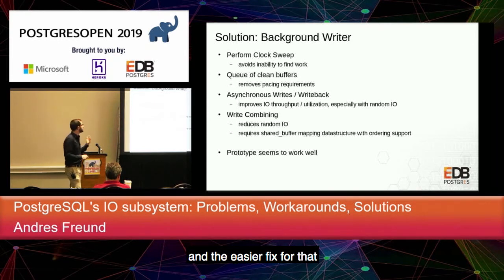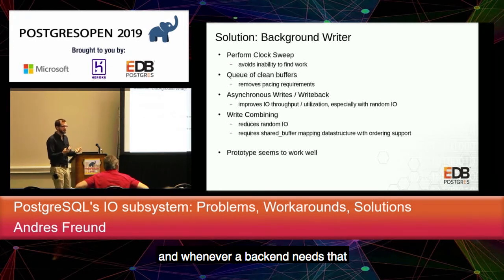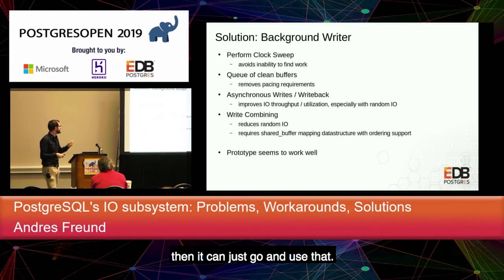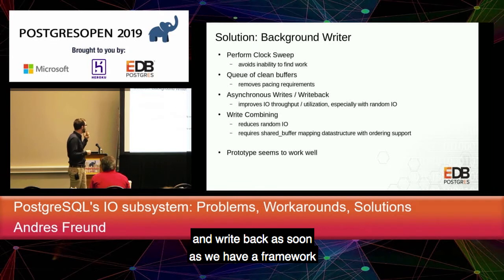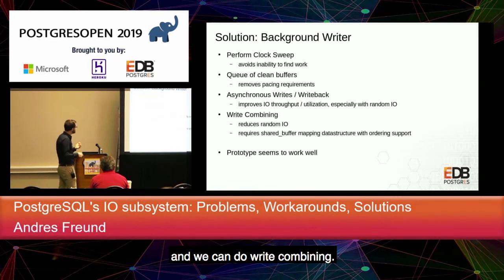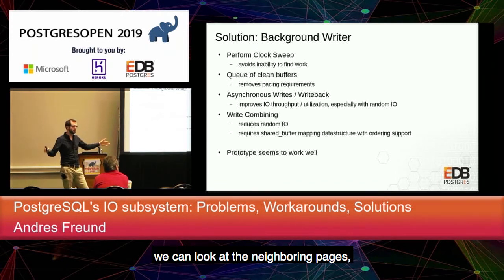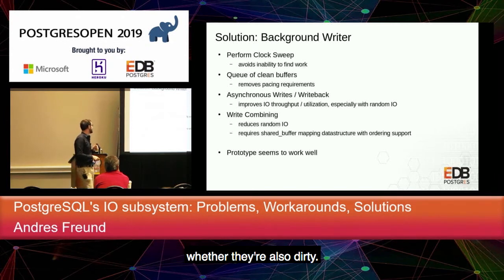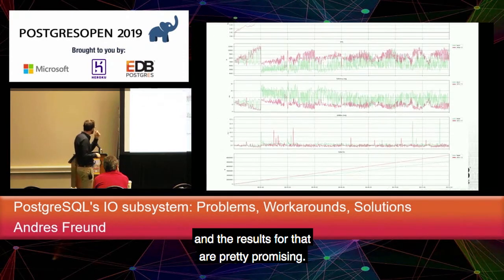The easier fix for that is to just have a queue of buffers that are clean, that can be replaced, and whenever a backend needs one, it can just go and use that. We can also make asynchronous writes and write back as soon as you have a framework that can do multiple writes at the same time. And we can do write combining. That is, if we write out one page, we can look at the neighboring pages to see whether they're also dirty. I have a prototype that implements the first two, and the results for that are pretty promising.